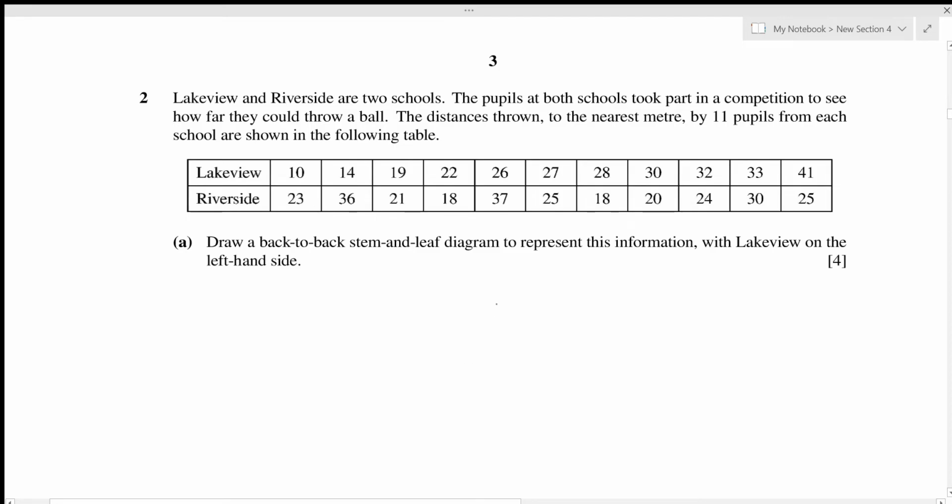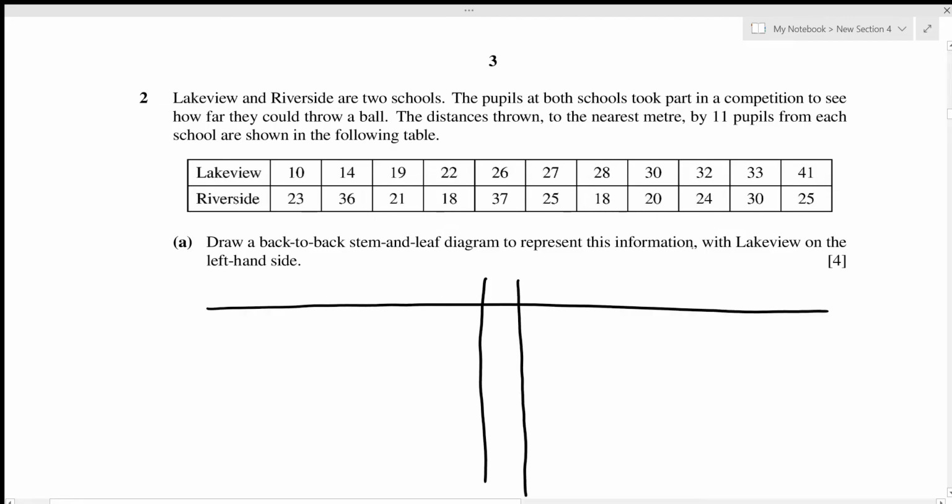All right, let's draw the stem and leaf diagram. So this is going to be the stem. We want the Lakeview School to be on the left-hand side, so that's going to be right here. And we want the Riverside to be on the right-hand side. Alright, so let's look at the values that the stem can take. So we're going to look at the smallest value and the largest value. For Lakeview, the smallest value of the stem is just going to be 1 and the largest value is going to be 4. And for Riverside, the smallest value is 1 again and the largest value is going to be 3. So the values on the stem are just going to be 1, 2, 3, and 4.